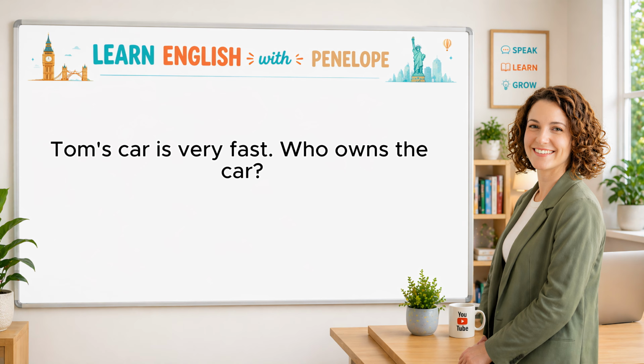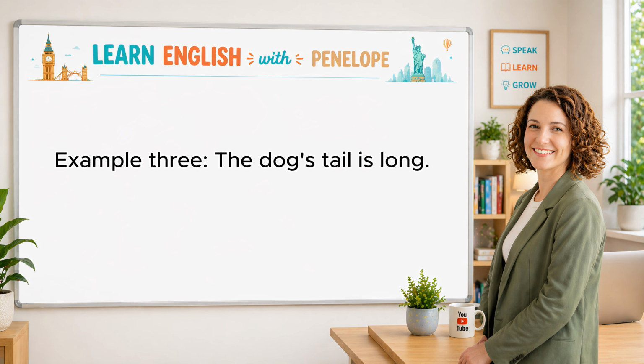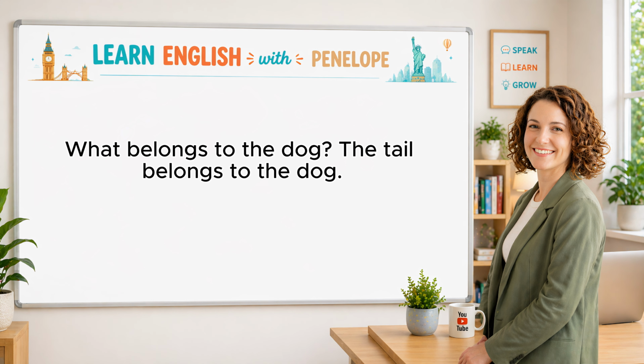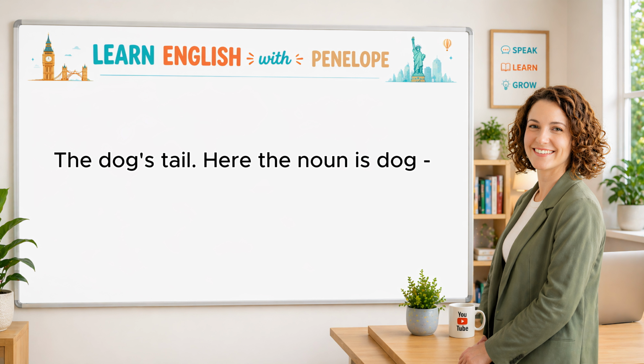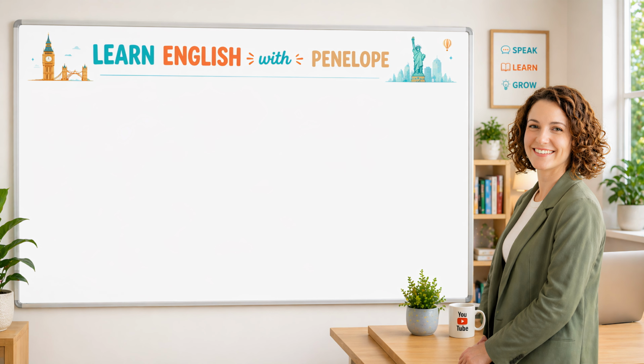Example 2. Tom's car is very fast. Who owns the car? Tom owns the car. Tom's car. We add apostrophe S after Tom. Example 3. The dog's tail is long. What belongs to the dog? The tail belongs to the dog. The dog's tail. Here the noun is dog, an animal, and we still use apostrophe S. The rule is exactly the same.